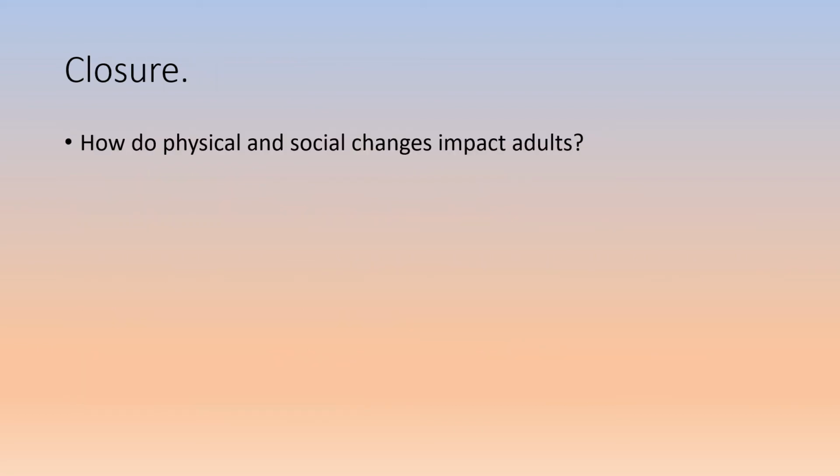All right, so our closure for today: how do physical and social changes impact adults? Think about some of the life changes and social changes that impact adults, including physical capabilities and healthy lifestyles and things like that, and that will help you answer your question.